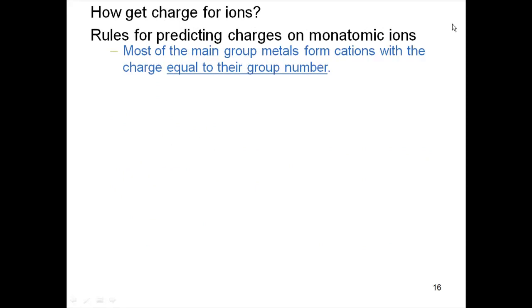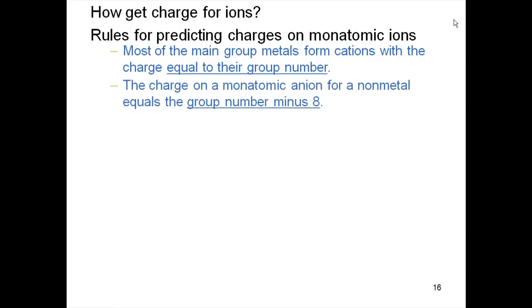An important thing to realize is charges. When we go to put formulas together, I need to know what the charges are on something, to know how many of my anions I need for how many cations, etc. And also when we're going from naming compounds, we need to know the charges when we start talking about certain metals. So let's talk about the rules for predicting charges on monatomic ions. Most of the main group metals form cations with a charge equal to their group number.